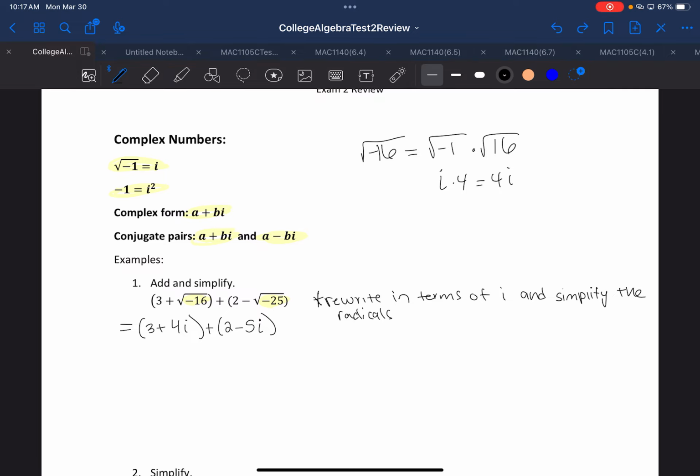And so I can just add the real numbers, 3 plus 2, which is 5. And then 4i minus 5i, these are considered like terms. And 4i minus 5i is negative 1i. So I could just write minus I. And this would be the answer. It's already in the complex form because the real number is written first and then the imaginary part is written second. You want to make sure you put it in that order.